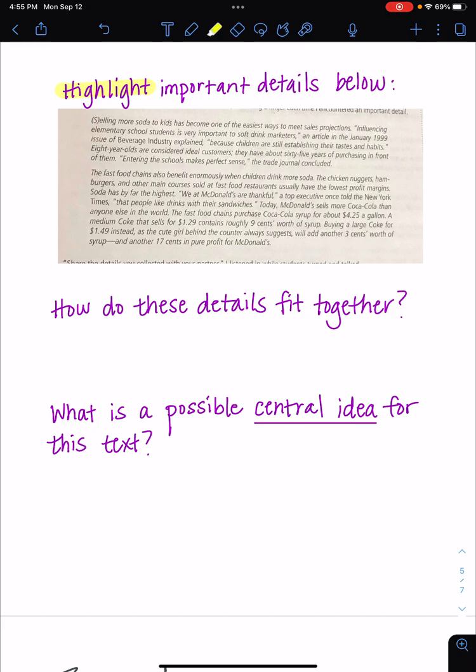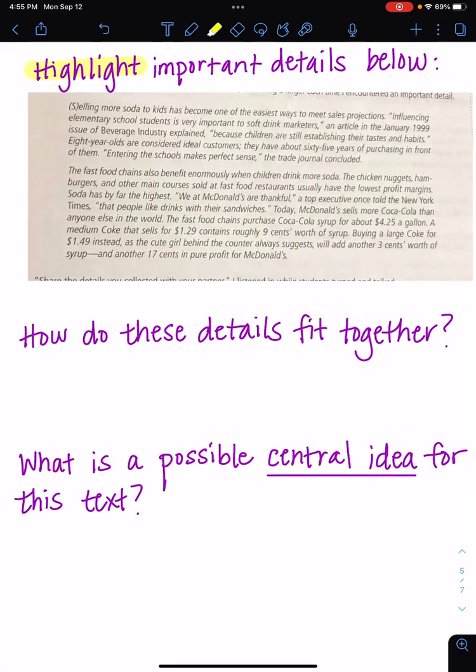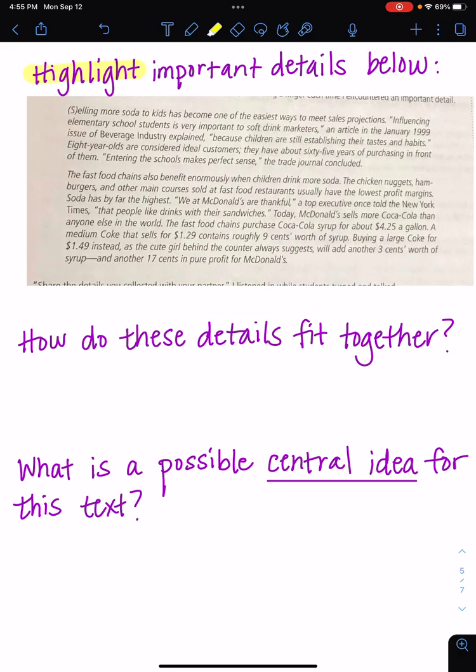It says, selling more soda to kids has become one of the easiest ways to meet sales projections. Influencing elementary school students is very important to soft drink marketers, an article in the January 1999 issue of Beverage Industry explained. Because children are still establishing their tastes and habits, 8-year-olds are considered ideal customers. They have about 65 years of purchasing in front of them. Entering the schools makes perfect sense, the trade journal concluded.